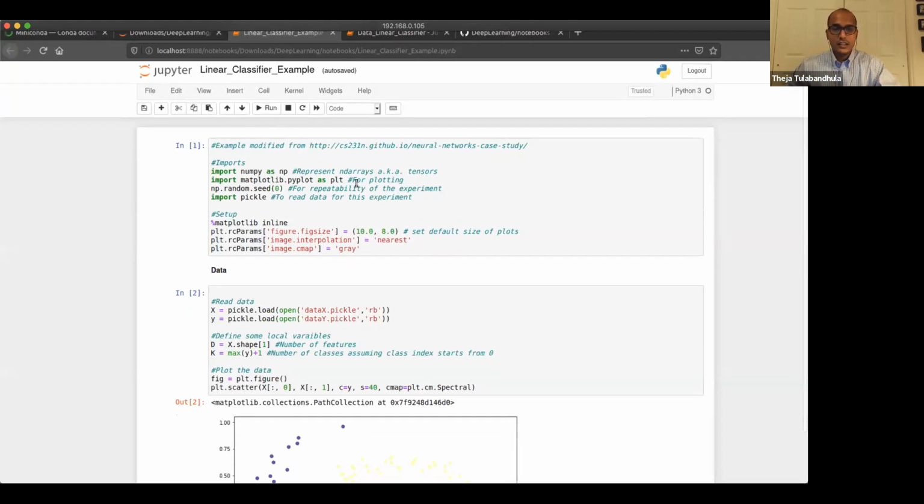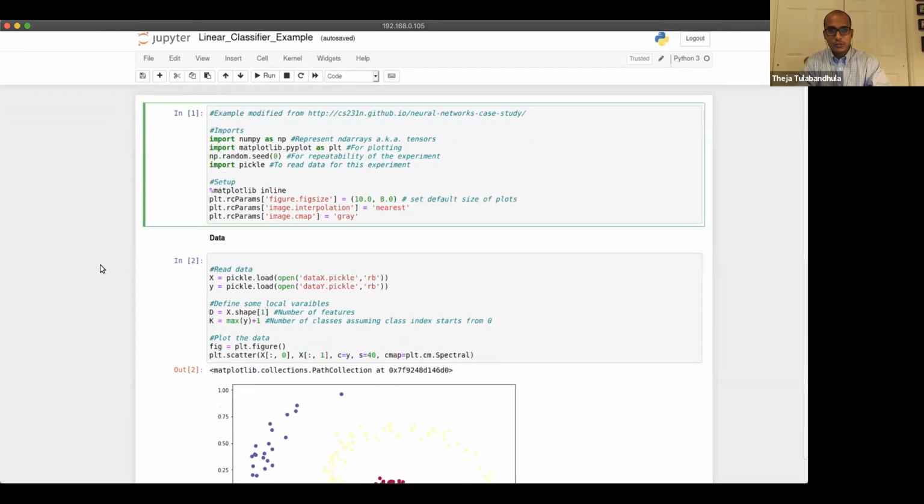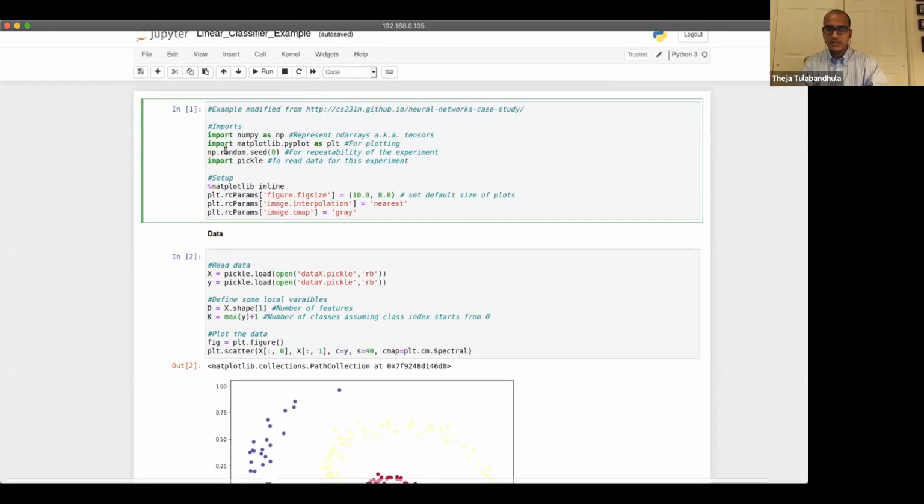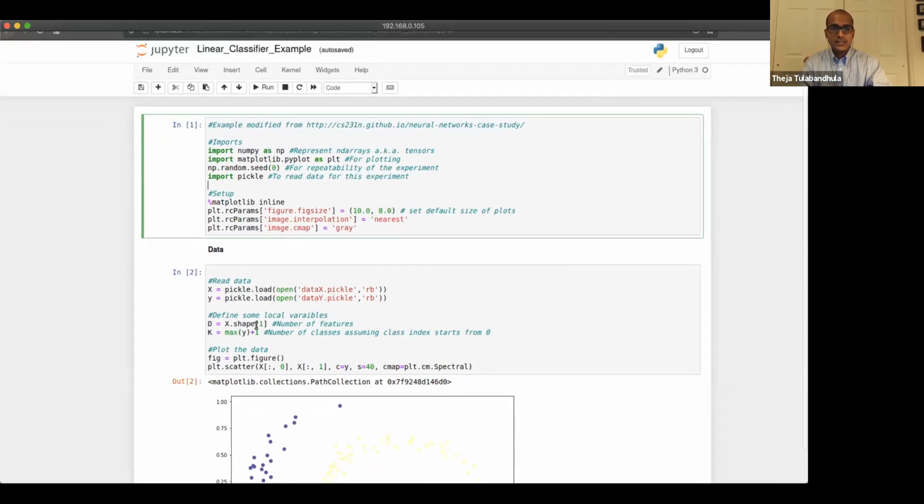Okay, so let's look at the linear classifier example that was in the slides. For those who are new to Python, I'm just going to give some very quick commentary on what's going on. The highlighted thing is called a cell, and there are many cells, and in each cell there's a bunch of commands that are executed. In this cell, mostly there are some imports, imports of a very important numerical package called NumPy, which allows us to work with vectors and matrices and 3D arrays and tensors and so on.